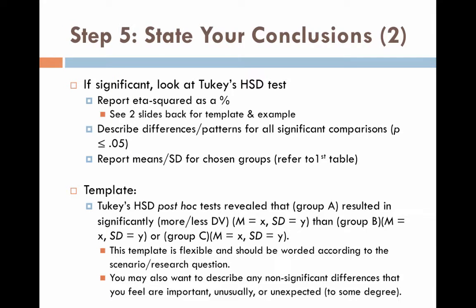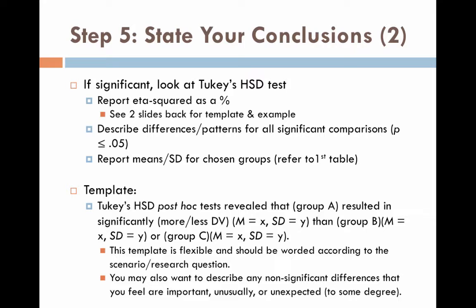If you have significant differences and your overall omnibus F test tells you that it's significant, we then look at Tukey's test. We report our eta squared as a percentage. Again, look 2 slides back to see how we calculate that and how we report it. And then you want to describe the differences or the patterns for all of your significant comparisons that you find in Tukey's test, and you report the means and standard deviations for each of those groups that have significant differences.